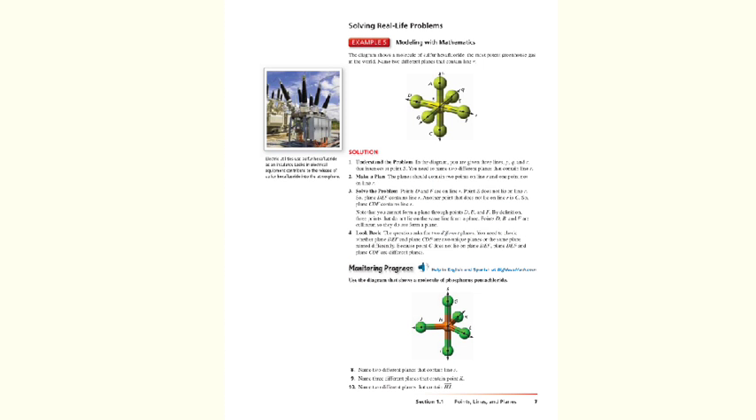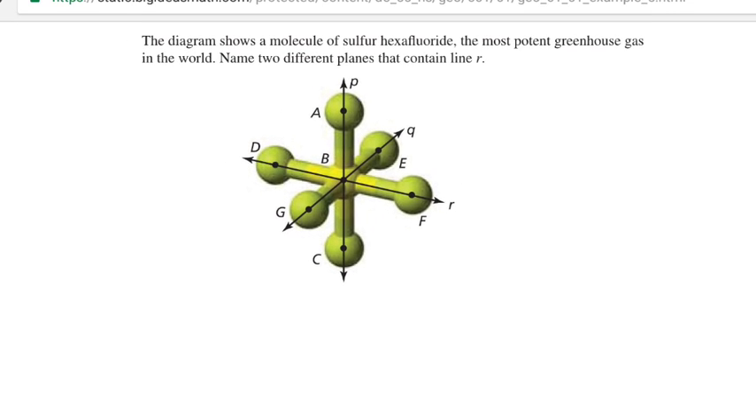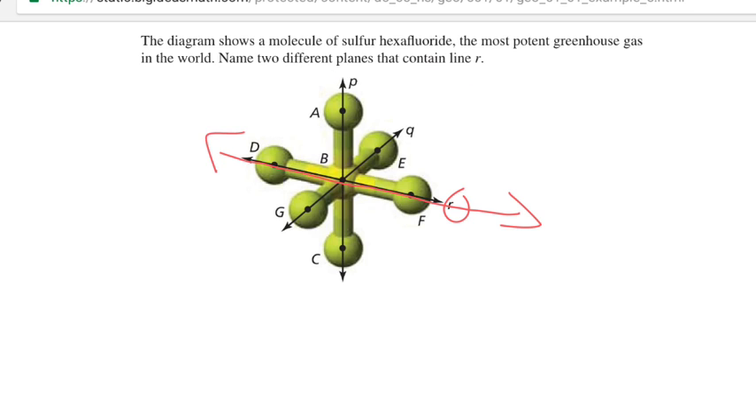Moving on. All right, last, we're going to take a look at this quote-unquote real-life problem here. So get a little closer to it here. Okay, so it says the diagram shows a molecule of sulfur hexafluoride, the most potent greenhouse gas in the world. Name two different planes that contain line R. So let's find line R here. I see my R over there. So this must be line R. So I'm trying to find two planes that contain line R.